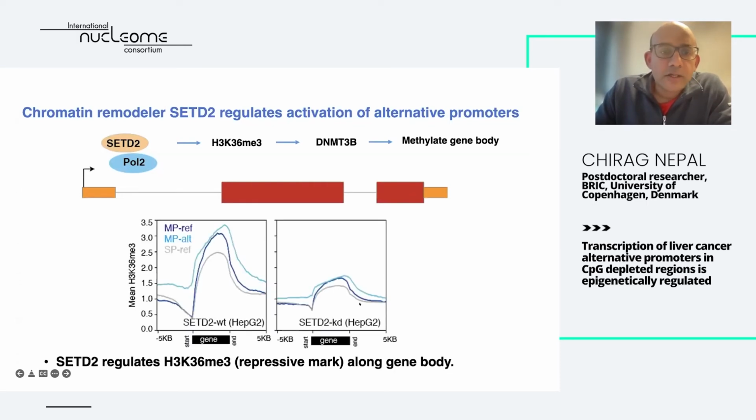Now, what we did is we looked at SETD2 in HepG2 cells, SETD2 wild type in HepG2 and SETD2 knockdown, and we profiled the K36. What we see is that when you knock down SETD2, there is a global depletion of K36 along the gene body. If K36 is depleted, you would expect DNMT3B recruitment to be low, and then there's low DNA methylation in the gene body. And if low DNA methylation, there is a potential for open chromatin, Pol2 binding and eventual transcription.